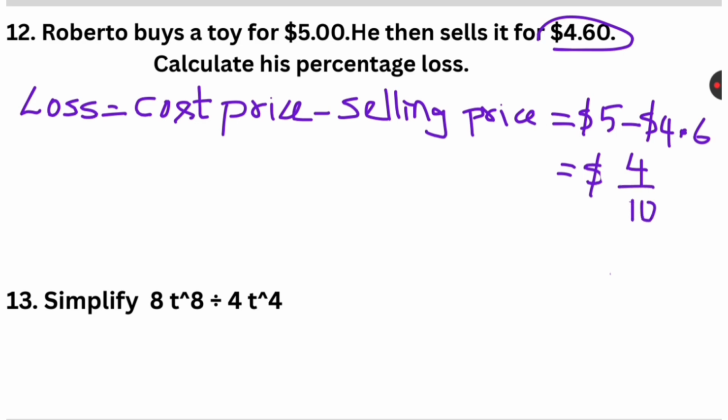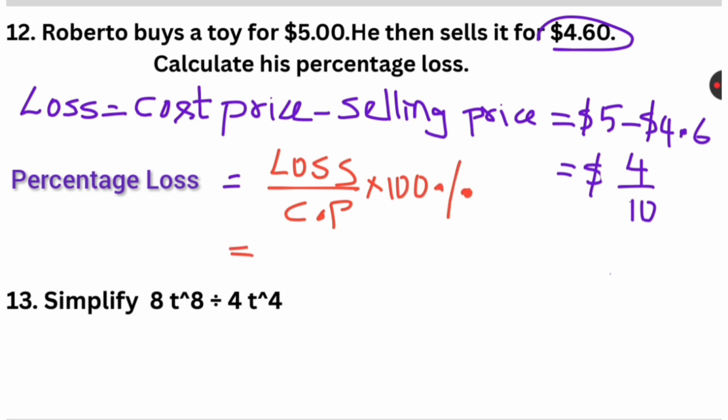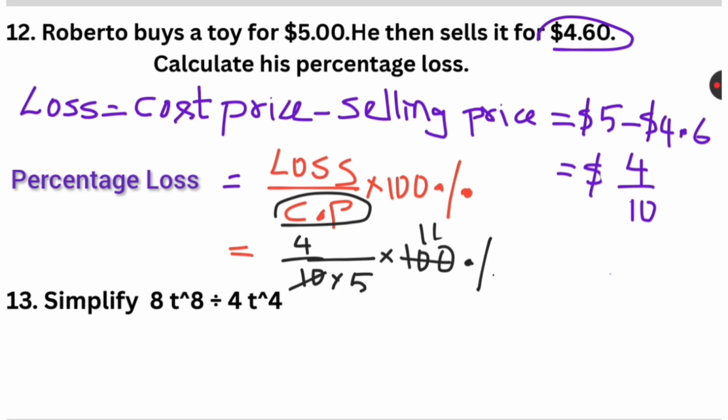Now we have to find the percentage loss. What is the formula for the percentage loss? Loss divided by cost price times 100. So what is the loss here? 4 divided by 10 times, what is the cost price? Cost price is 5, times 100. 10 tens are 100, then 5 twos are 10. So we are going to have 4 times 2, which is only 8%. So that is the percentage of loss.